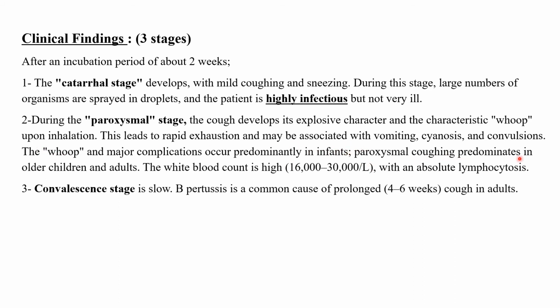Paroxysmal coughing predominates in older children and adults. The white blood cell count is high, with an absolute lymphocytosis. The last stage is the convalescent stage, which is slow. Bordetella pertussis is a common cause of a prolonged cough for about 4 to 6 weeks in adults.